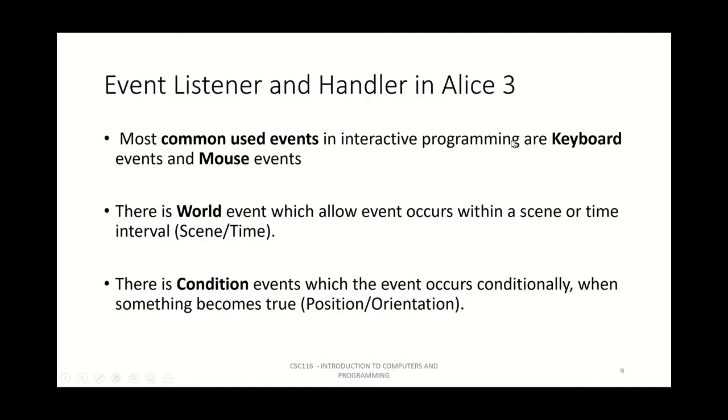Other than these two events, we also have world events. World events allow events to occur within the scene or a time interval. Meaning that if you want to change from one scene to another scene, you can choose world event. We also have condition events, where the event occurs conditionally, when something becomes true, such as the position or the orientation. But for the last event, which is condition event, the practical is not covered in our syllabus, so we just go through the theory for condition events.